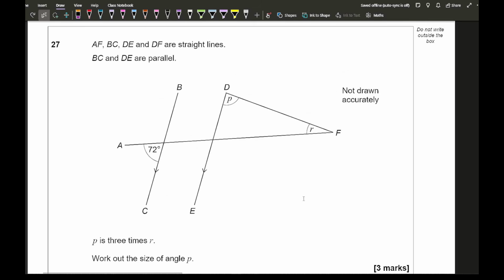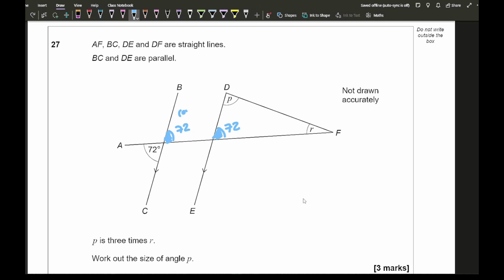Then moving on to question 27, which just so happens to be our last question. It says AFB, CDE and DF are straight lines. BC and DE are parallel. P is 3 times R, work out the size of angle P. So let's have a look at what we've got. We know that this angle here is going to be 72. Why? Because it's opposite, which therefore means that this angle here is also going to be 72.